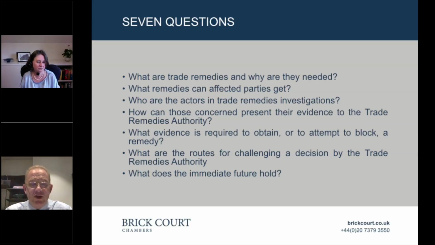Third, the application needs to be supported by the UK industry. Producer support for the application must be greater than producer opposition, and in any event represent at least 25% of all UK production of those goods. And fourth, the application must contain as much of the information required in the relevant regulation as is reasonably available. We've heard from Sarah about what happens if you don't get your information in on time.